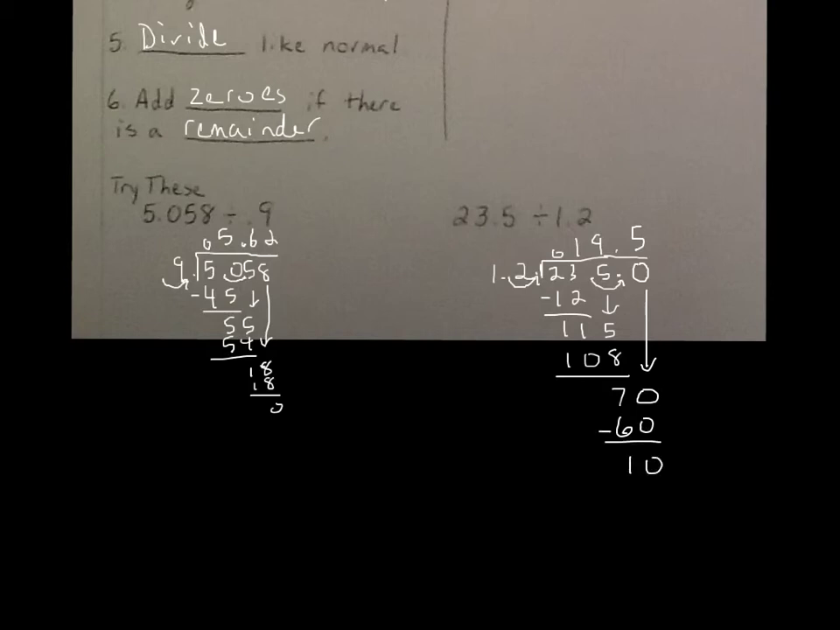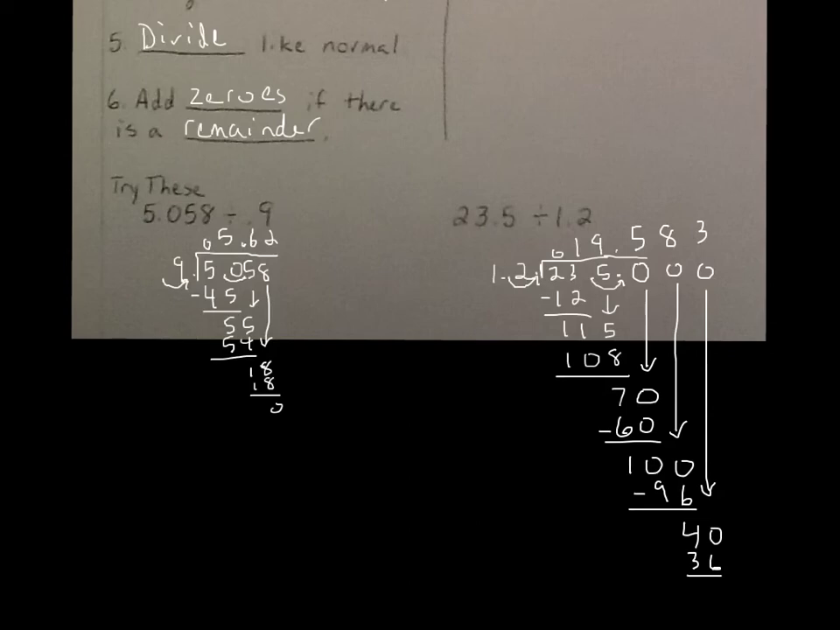Oh goodness, we're going to keep going for a while here. Still a remainder. Bring down, add another 0. 12 goes into 100. 8 times. That's 96. Holy cow, so we got 4 left over. Add a 0. Bring it down. 12 goes into 40. 3 times. That's 36. Uh-oh. Looks like we have a repeater here.